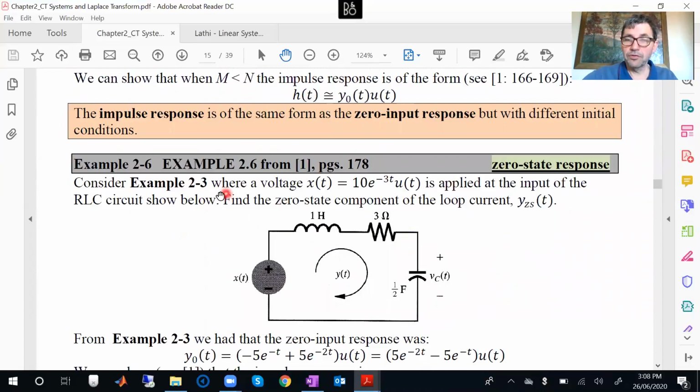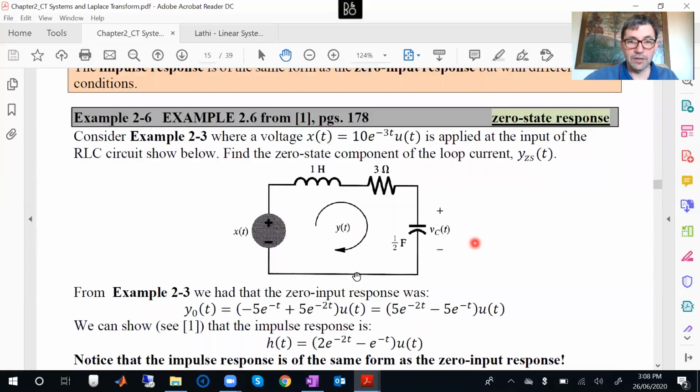Okay, let's consider example 2.3 that we looked at in the module on the zero input response. This was the circuit. That was the input. Now we're going to try to work out what the zero state responses are, or as you say here, the zero state component of the total response. Now, the zero input response we had from example 2.3 is that. In case you forgot, let's go to example 2.3 and I'll show you.